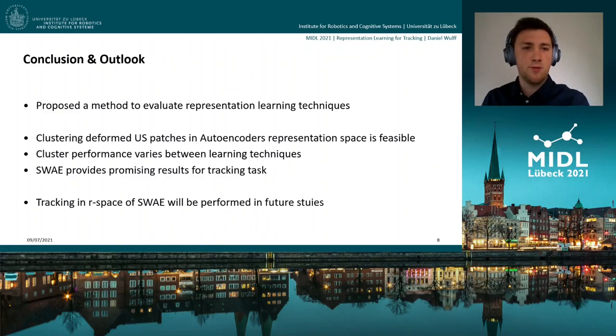In this study, we proposed a method to evaluate the representation learning techniques for a specific task, in our case, for tracking. We showed that it is possible to cluster deformed ultrasound patches in the representation space of autoencoders, but the cluster performance varies between the different learning techniques. In this study, the sliced-Wasserstein autoencoder provides the best results. So in future studies, we will perform target tracking in the representation space of a sliced-Wasserstein autoencoder in 4D ultrasound.